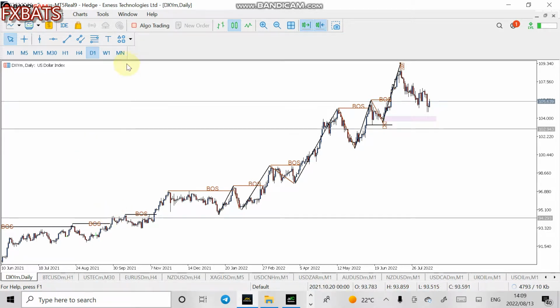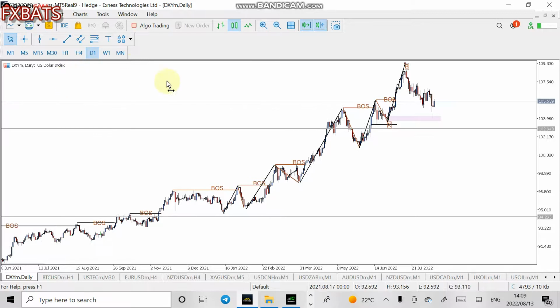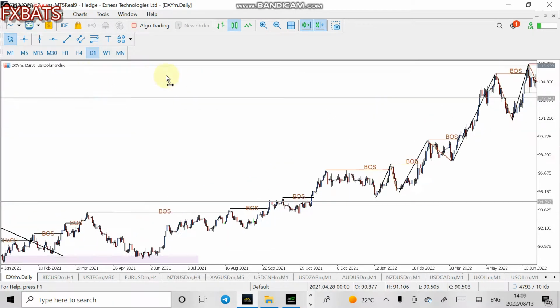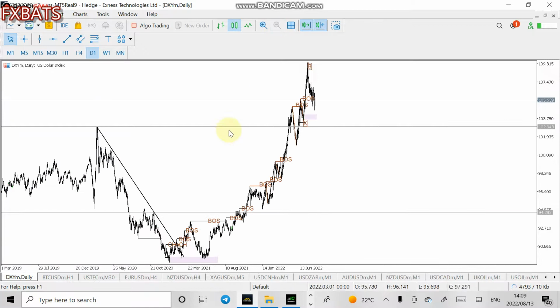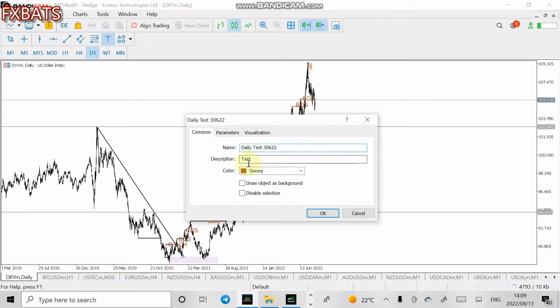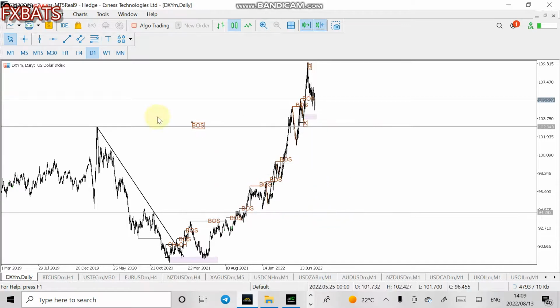We saw that DXY has been having a bullish move. You could see the momentum. It was such a strong one, a bullish momentum.